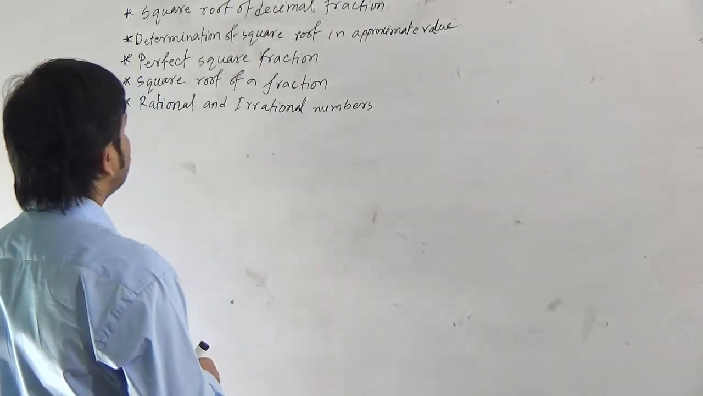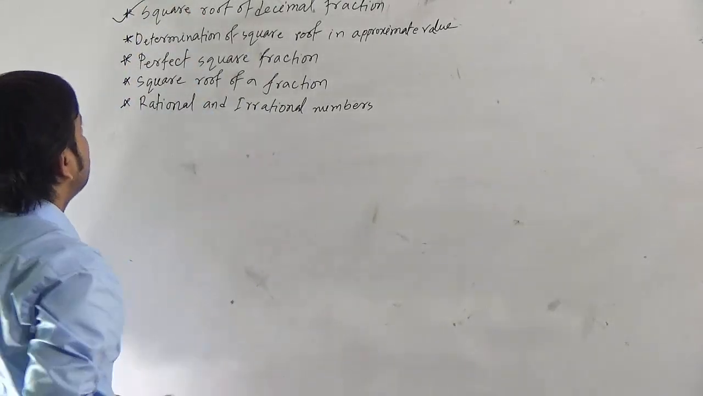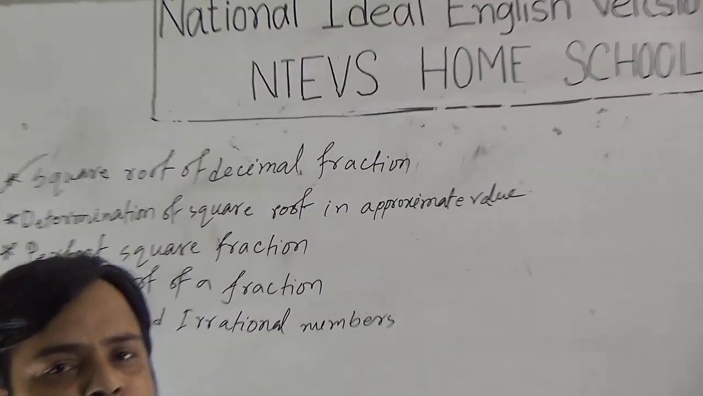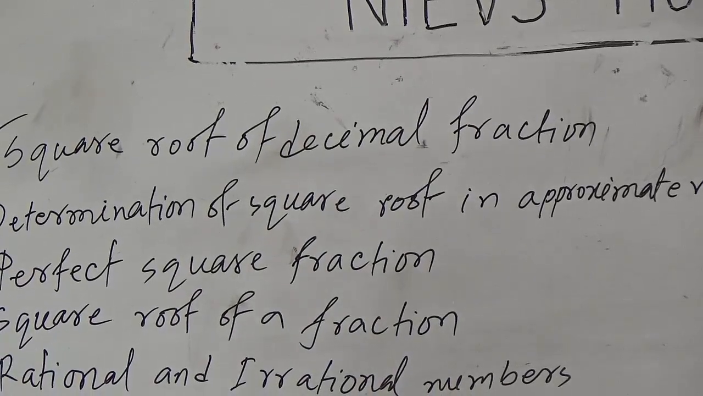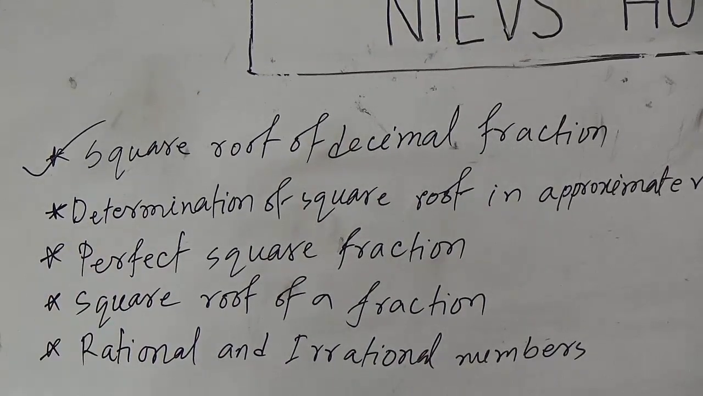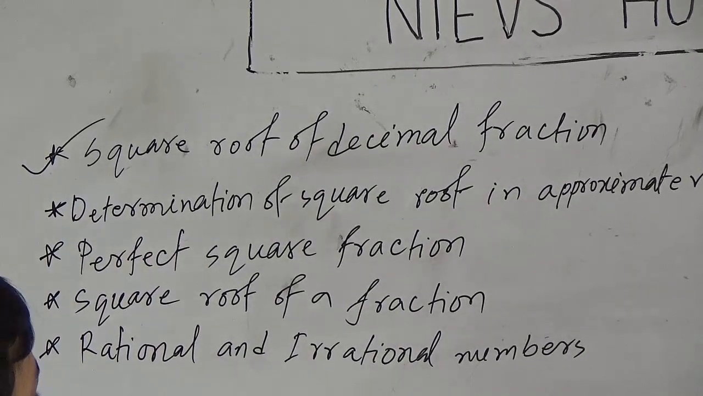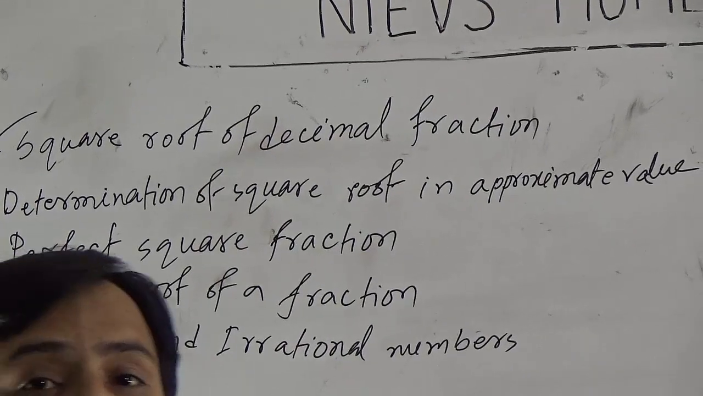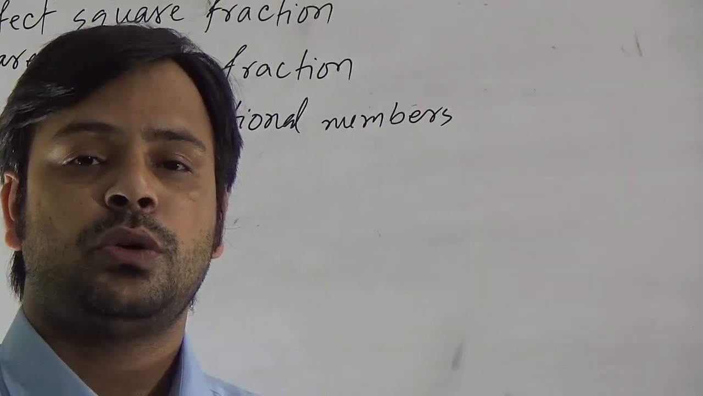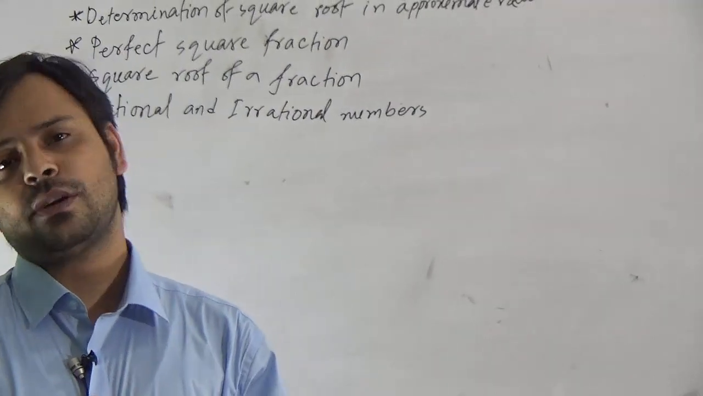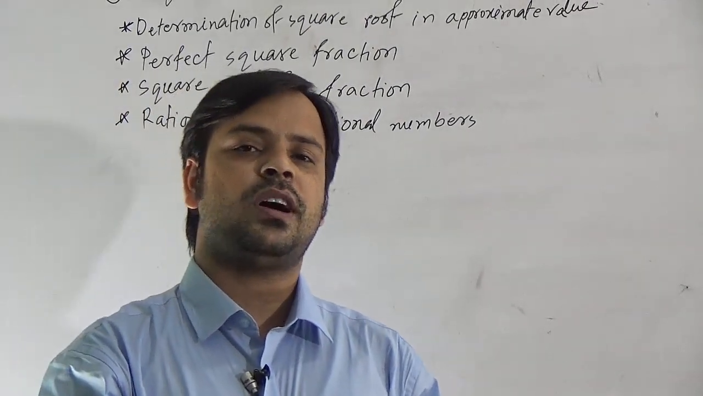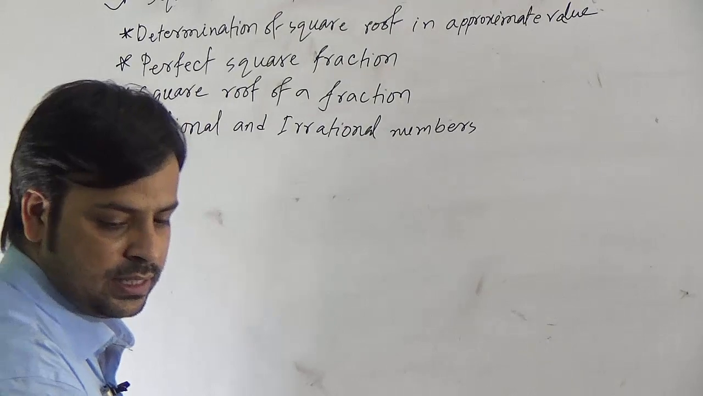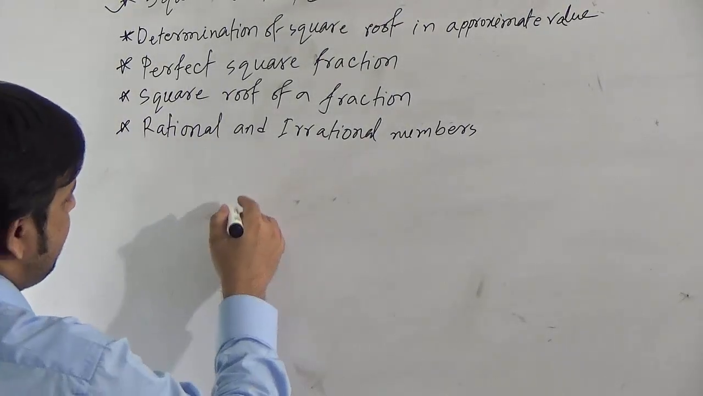Okay. Now in this class at first I will discuss square root of decimal fraction. Dear students, to make you understand this topic, at first I am writing a decimal number, then I will say the rules which are applicable to take the square root of a decimal fraction. So at first I am writing a decimal number. The number is 641.1024.